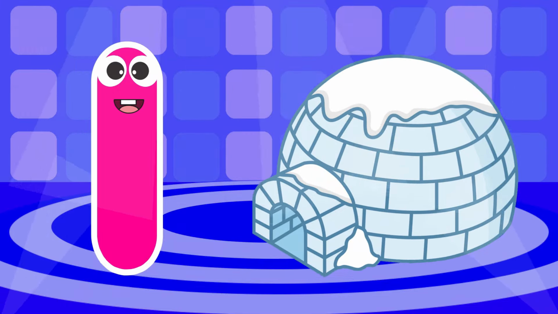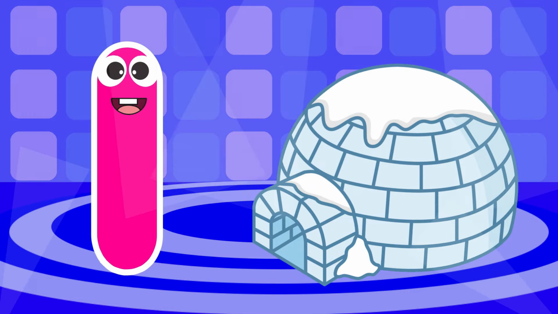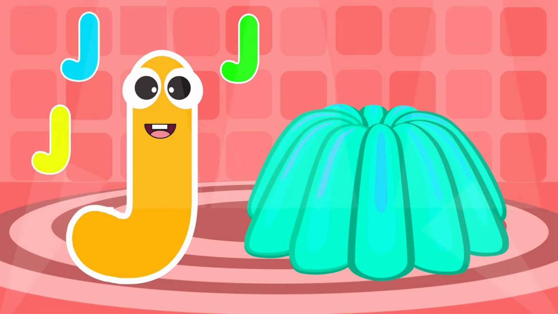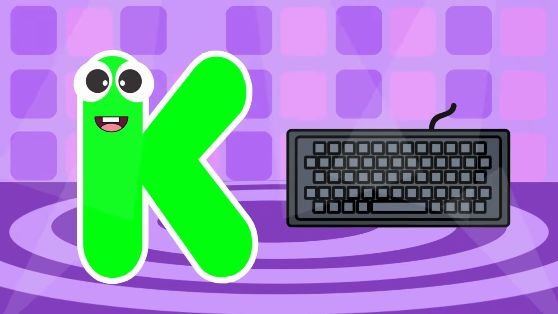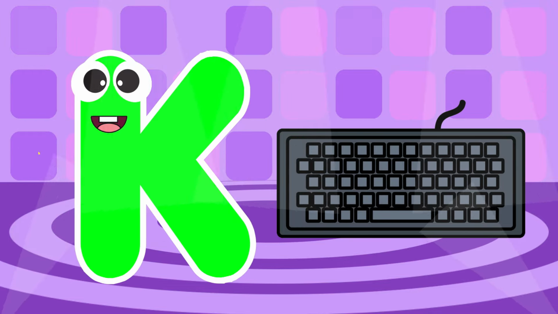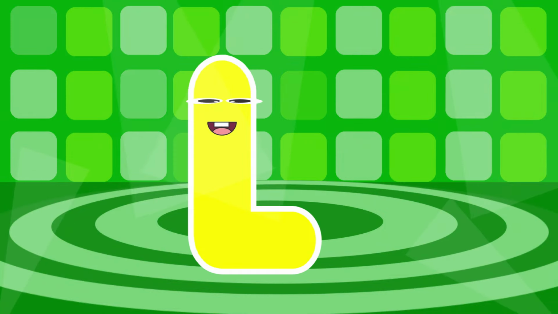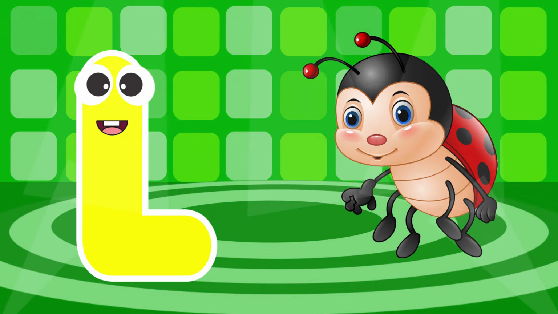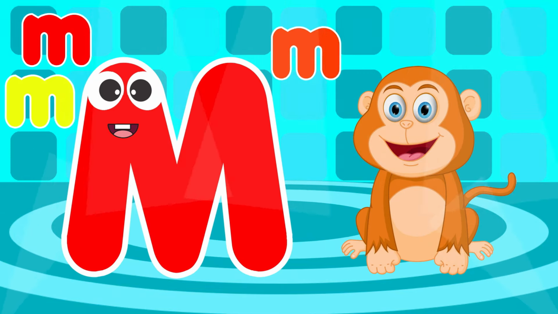I, i, igloo. J is for jelly. J, j, jelly. K is for keyboard. K, k, keyboard. L is for ladybug. L, l, ladybug. M is for monkey. M, m, monkey.